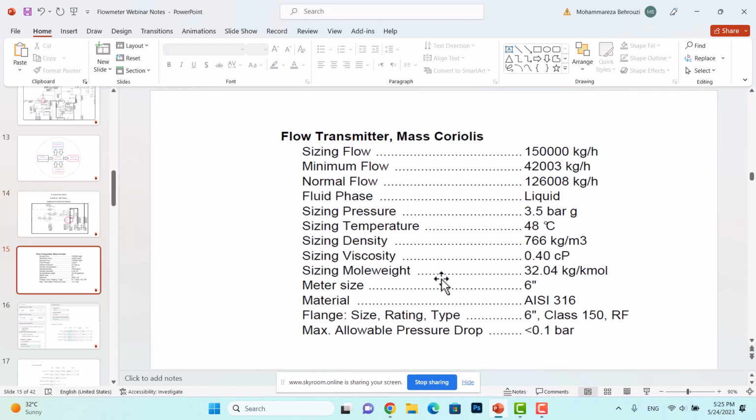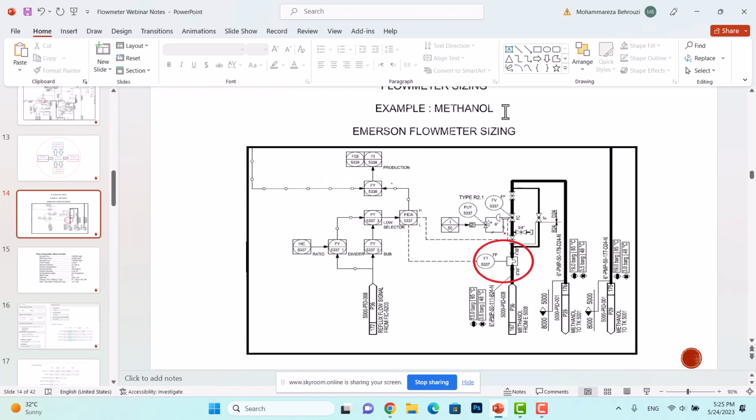Here we are dealing with a special application, the methanol product. The methanol is going to be sent to the storage tanks. Since the methanol is the product of our company, we are supposed to use Coriolis mass flow meters, because it is really expensive and it is our product, and we selected Coriolis flow meters during detail engineering.